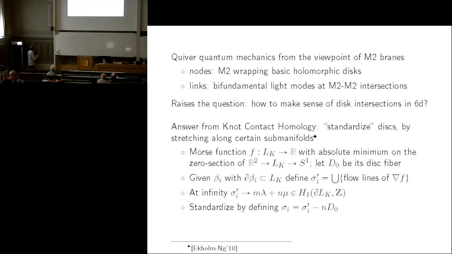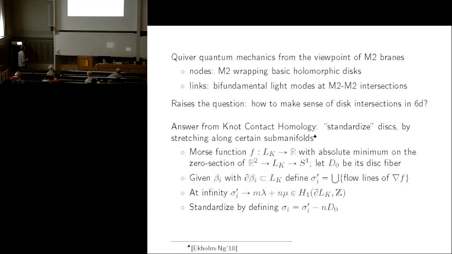Then, given a holomorphic curve, beta, with a boundary in LK, we define a surface, sigma prime, as the union of the gradient flow lines of the Morse function starting from the boundary of beta. So these flow lines start at the boundary, they live inside the knot conormal, they go off to infinity, and they intersect the torus boundary along a one cycle with m units of longitude and n units of meridian. Then the standardization procedure is to define a new surface that is given by this one, where you subtract n copies of the reference disk so that basically you kill all meridian winding and you're left with something that only wraps around the longitude. So that's a definition.